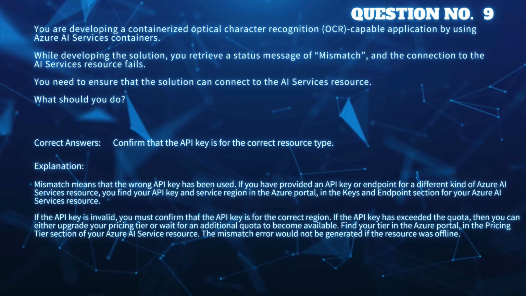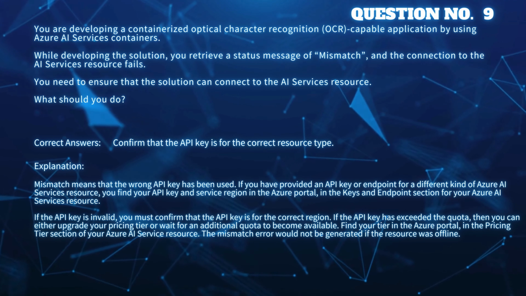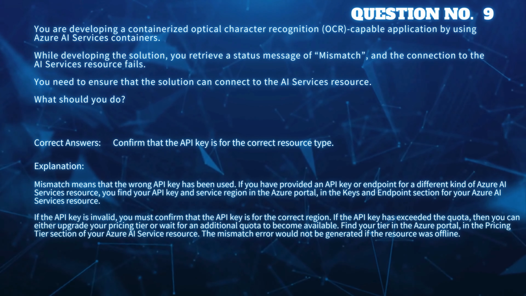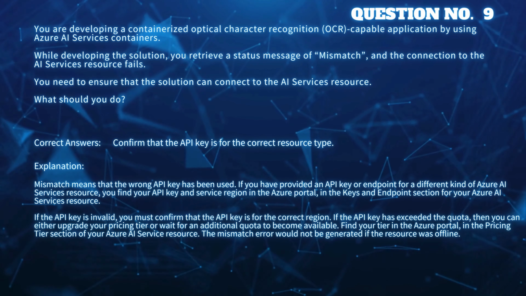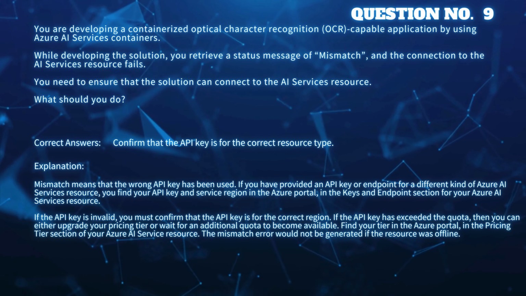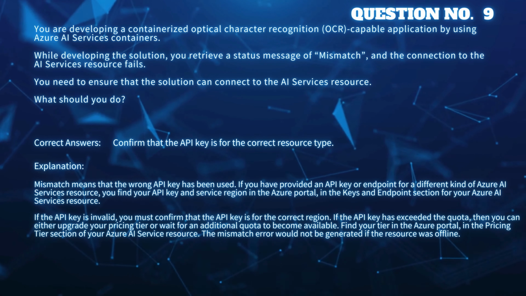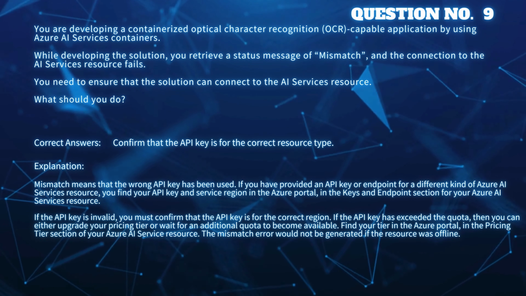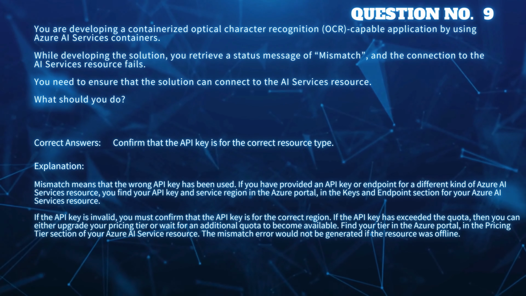Explanation, mismatch means that the wrong API key has been used. If you have provided an API key or endpoint for a different kind of Azure AI Services resource, you find your API key and service region in the Azure portal, in the Keys and Endpoint section for your Azure AI Services resource. If the API key is invalid, you must confirm that the API key is for the correct region.